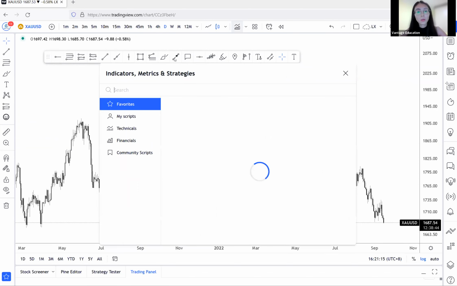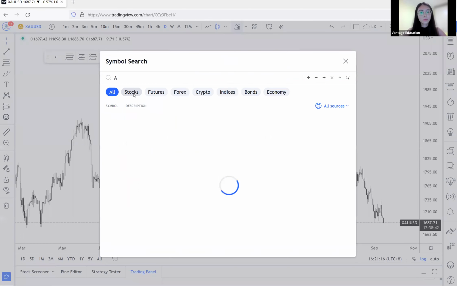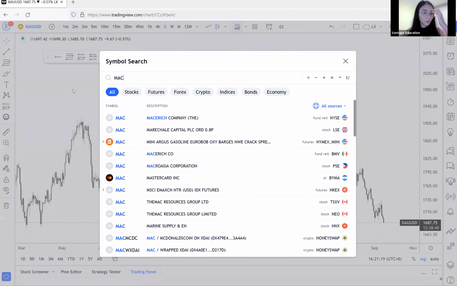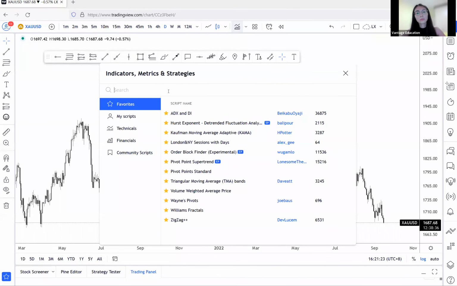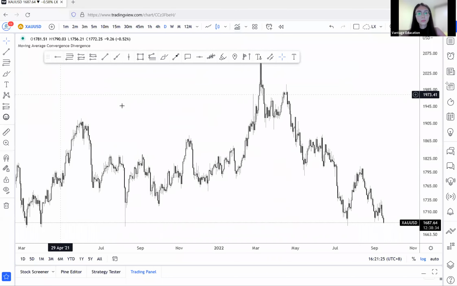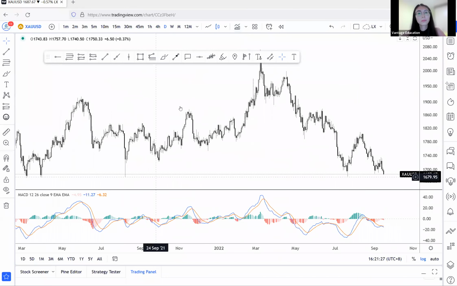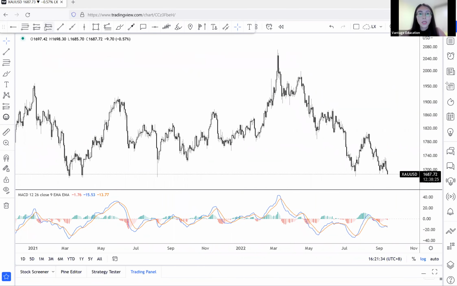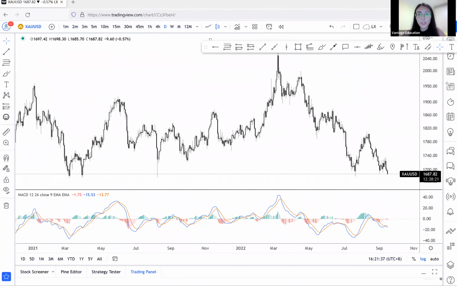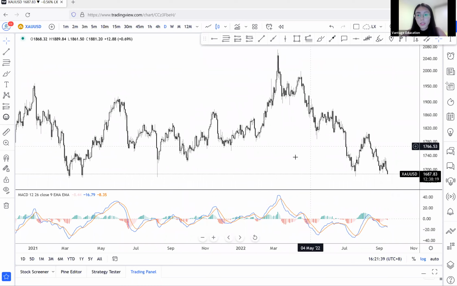So let me load MACD. Okay, so this is what we have for MACD. Essentially over here, you can see that we're on the daily chart. So this is just basically seeing how we can actually apply MACD on the charts.